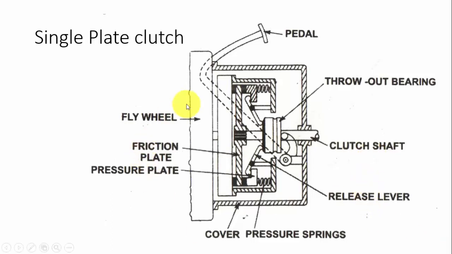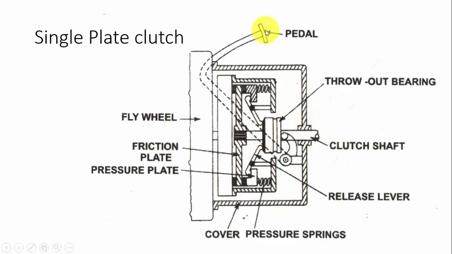So here we can see the flywheel. From the flywheel, the power is transmitted to this plate. But here you can see there is a friction plate and a pressure plate. So this is the friction plate and this is the pressure plate. By default, the clutch will be in engaged position because of the pressure offered by these pressure springs. Here you can see this pressure spring. This pressure spring will offer the pressure over this pressure plate, and this pressure plate will keep the clutch engaged, and thereby the power is transmitted from the flywheel to the clutch shaft.